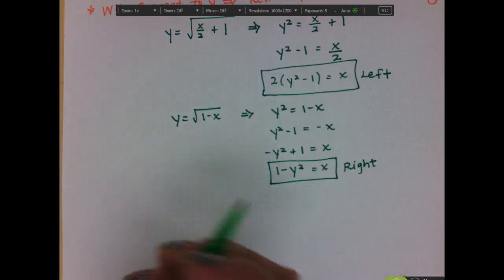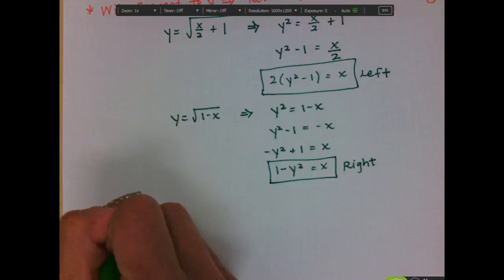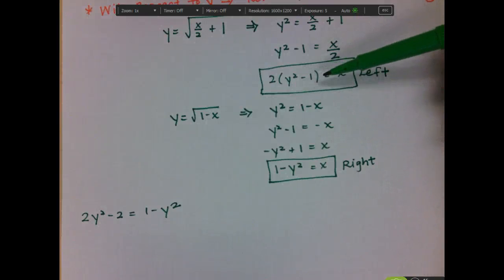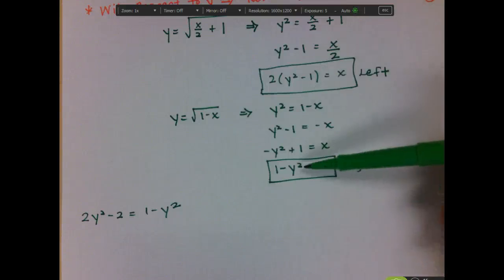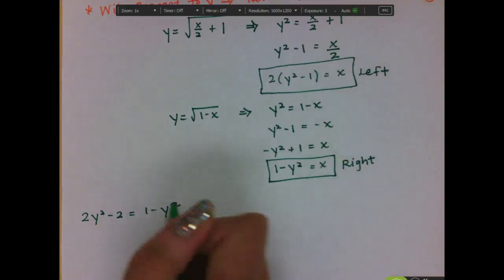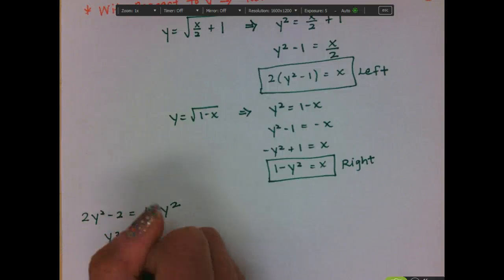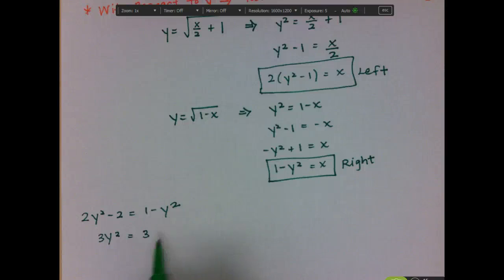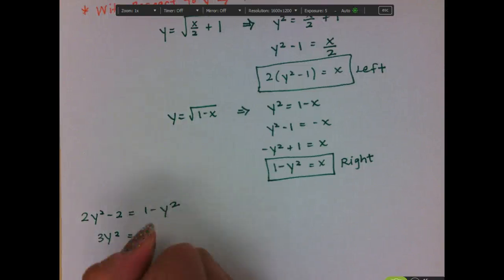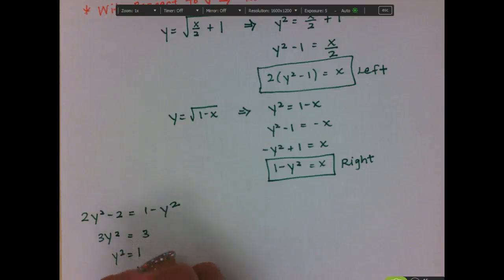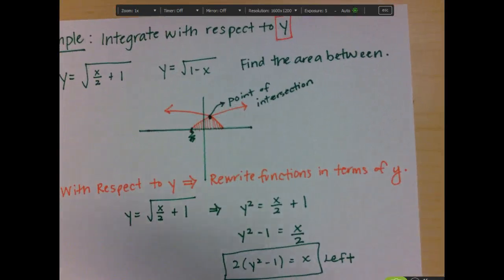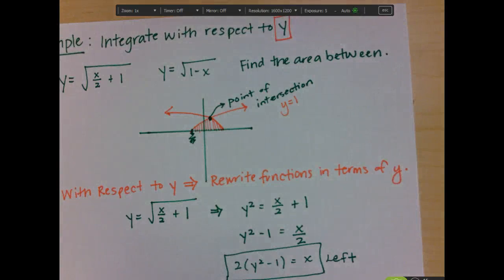So we can do that quickly here. I'm taking this 2 times y squared minus 1, and I distributed the 2, and then I'm setting it equal to 1 minus y squared. Okay. So if I add y squared, I'll get 3y squared. If I add 2, I'll get 3. So y squared equals 1, which means y equals plus or minus 1. Now only one of those values actually makes sense. If we look at our graph, everything's above the x-axis. So y equals positive 1 is the value that makes sense.